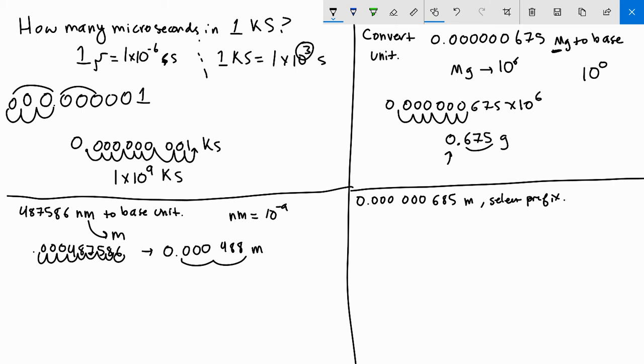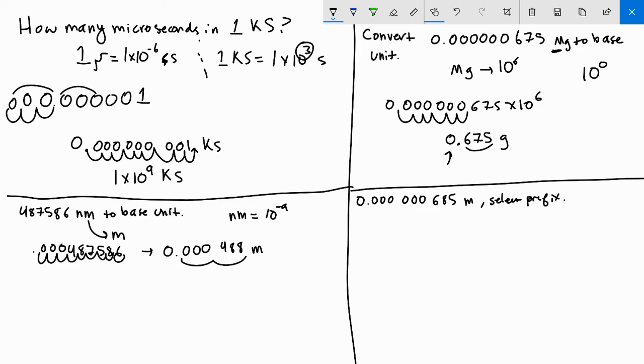This is one that I would say is also rather tricky just because you have extra steps and you have to think a little bit more. So I've got 0.000000685 meters, and I want to convert it to scientific notation and pick a prefix. All right, so I'll just go and say that you have 2 options. They're both pretty good. I have a preferred one, but either one works.